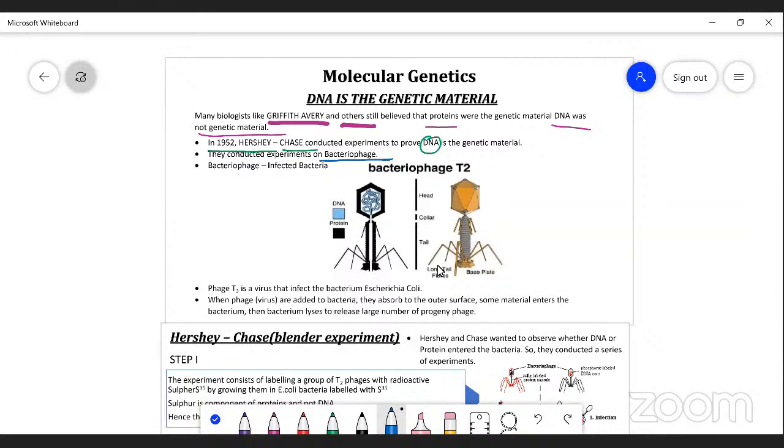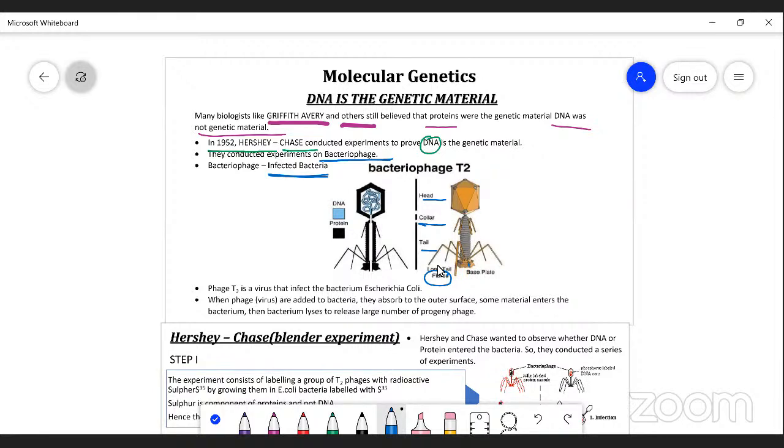So what is a bacteriophage? The diagram is given in your book. See this diagram, this is the T2 bacteriophage diagram. A bacteriophage is bacteria infected by a virus. This bacteriophage has three parts: the head region, the collar region, and the tail region. The tail region has fibres. These fibres attach to the surface of the bacteria. This region is called the basal plate.